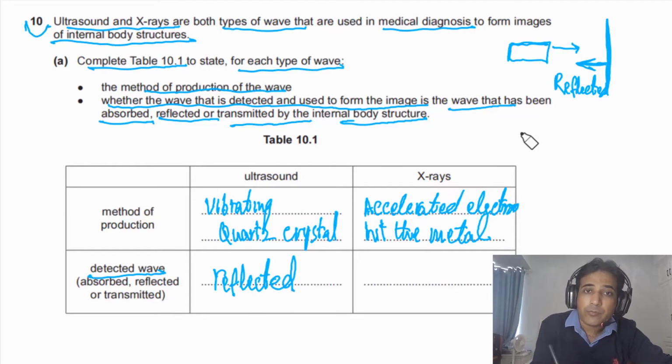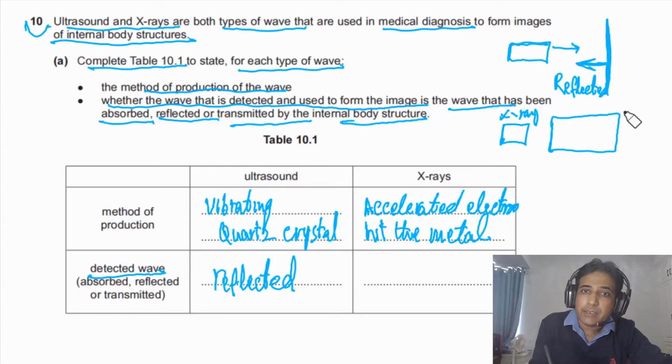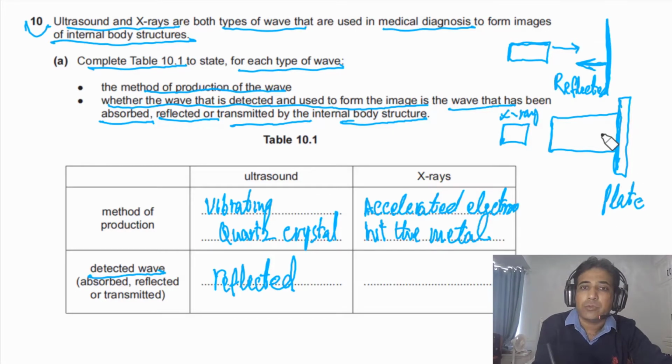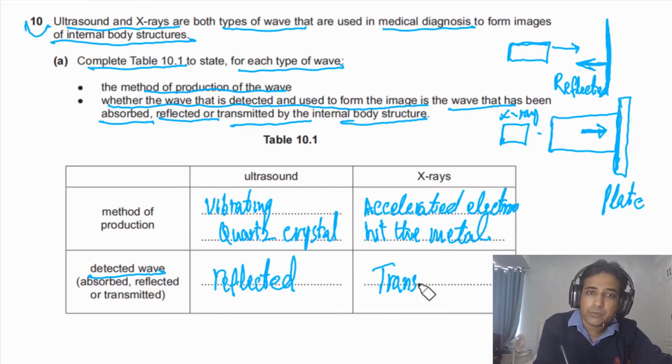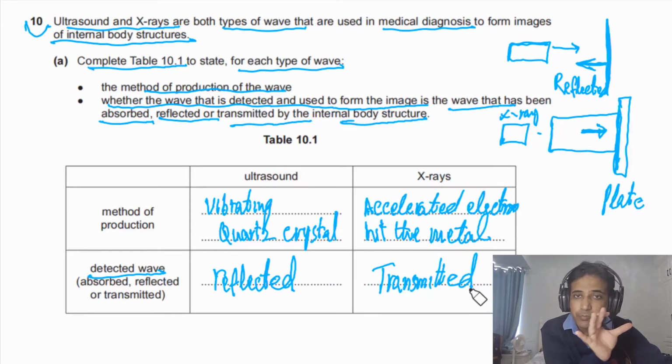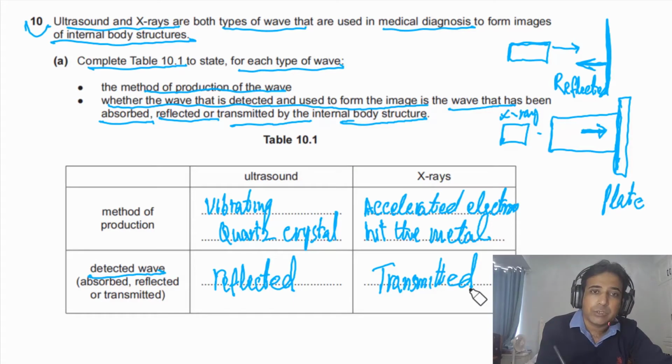And in case of X-rays, here we have the source of X-rays, and here we have the body, and at the end we have a photographic plate. We will see the image on this plate, and the image is formed by the transmitted wave, meaning the waves pass through the body and form the image here. So simply you have to say transmitted wave. The detected wave is the transmitted wave, meaning the X-rays that pass through the body of the patient. So this is how you can answer this question.